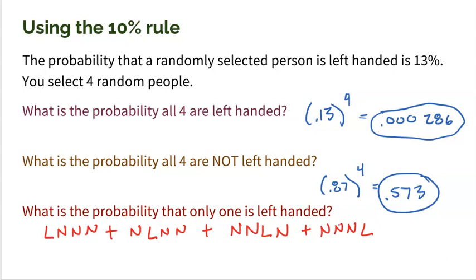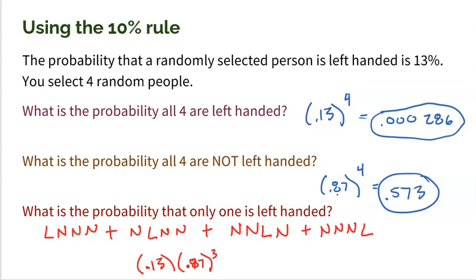Now, here's the good news. This is where you got to use your brain. All 4 of these are going to look the same. All 4 of these have a left-handed person, 13% chance of that. All 4 of these situations have 3 not left-handed, so they have 0.87 to the third. Now again, order of multiplication doesn't matter, so it doesn't matter where the 0.13 is. You have three 0.87s and one 0.13. You're going to multiply them together.